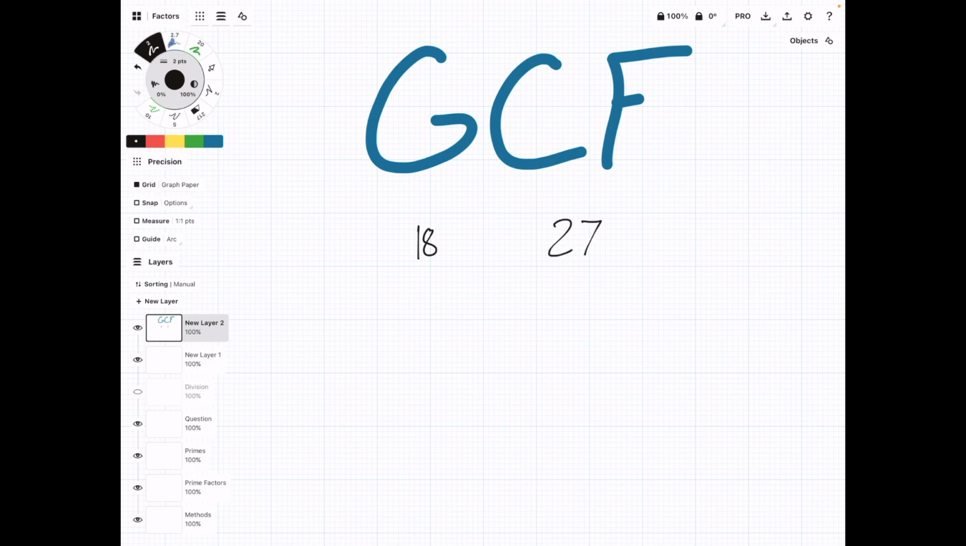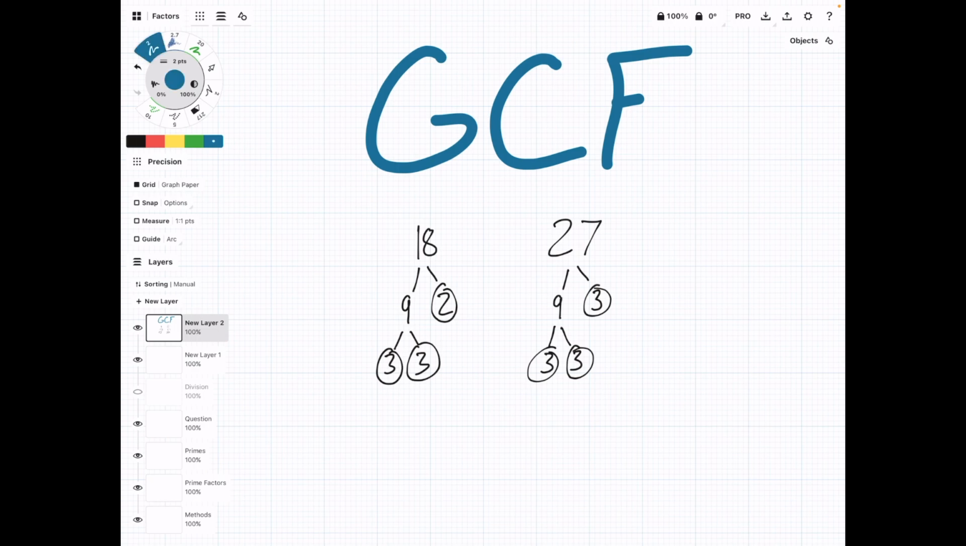So what we're going to do is use the factor tree method, and we're going to split this into 9 times 2, and then split this one into 3 times 3. And so we'll circle our prime factors, and then we're going to repeat the process for 27. So over here we're going to have 9 times 3 is 27, and then 3 times 3 is 9.